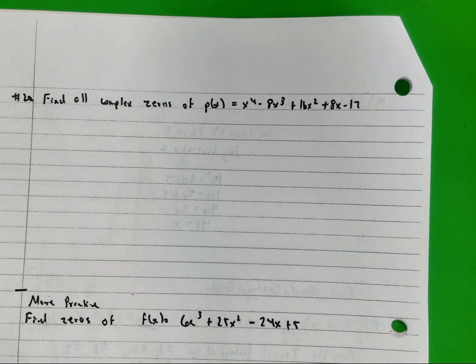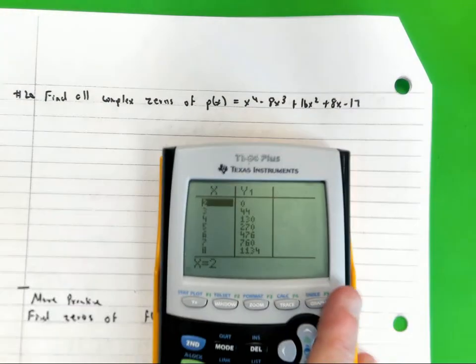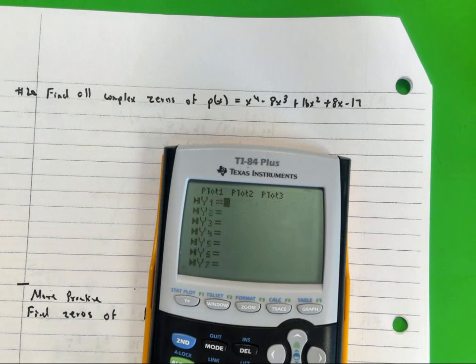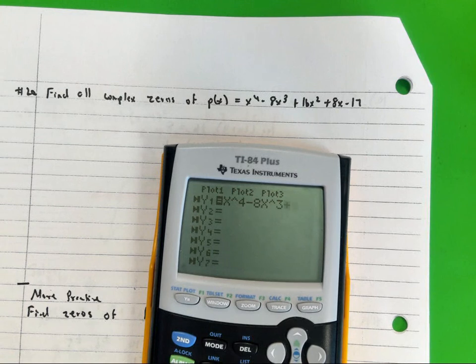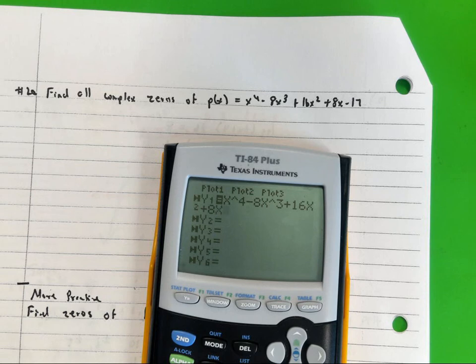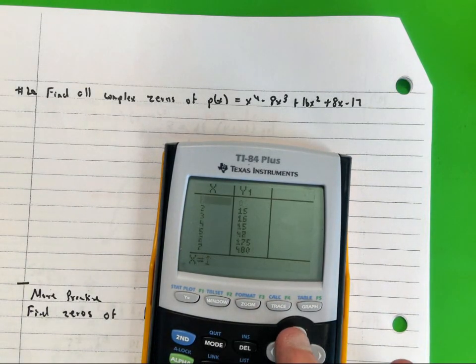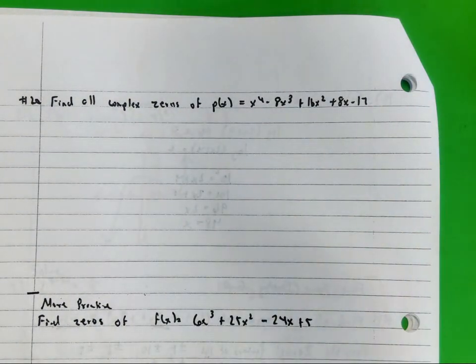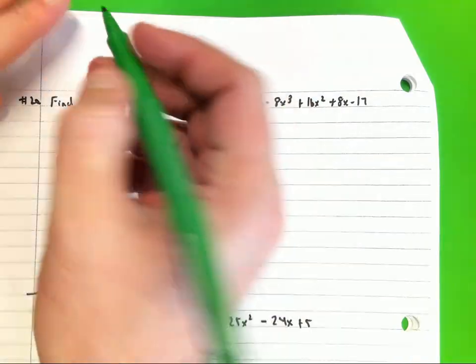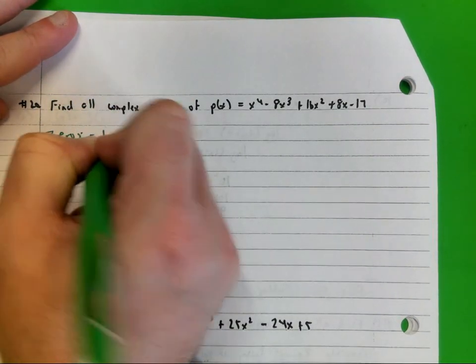It's a quartic. So how many zeros am I going to have to pick off that graph? 2. So let's graph it. What 2 zeros do you clearly see? Negative 1 and 1. So we're going to put those down. Let's pick negative 1 first and break it down.